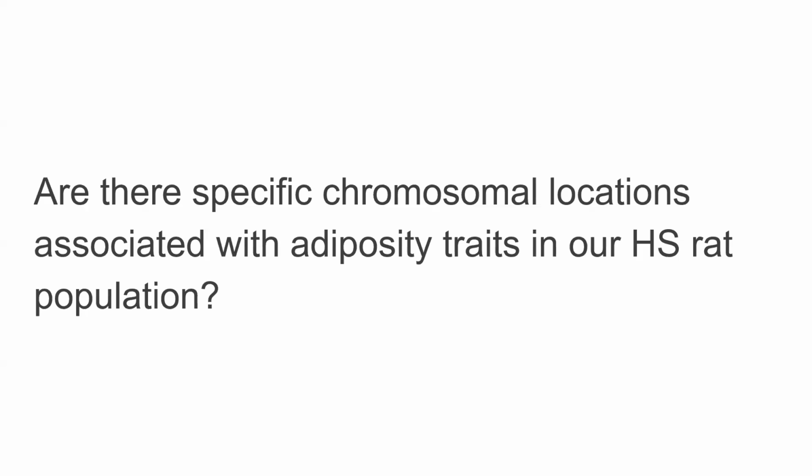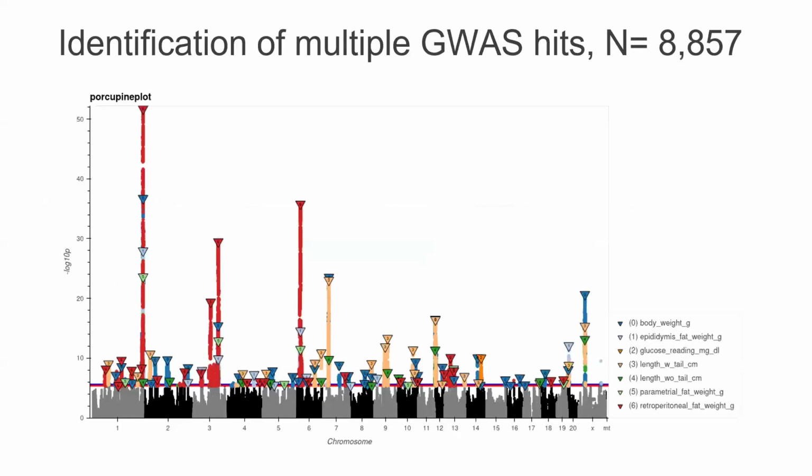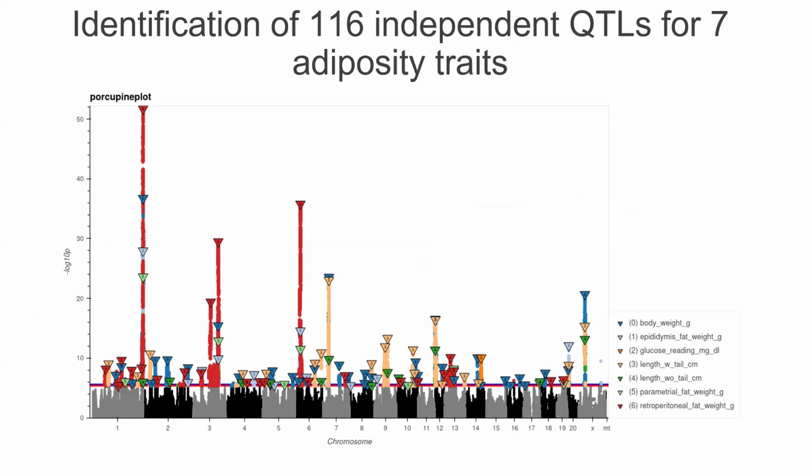Okay, so now moving on to finding if there are specific chromosomal locations which are associated with these different adiposity traits. Here I am showing a combined Manhattan plot for these 7 GWAS runs. This plot is also called a porcupine plot. With this sample size, we identified 116 independent QTLs for 7 adiposity traits.